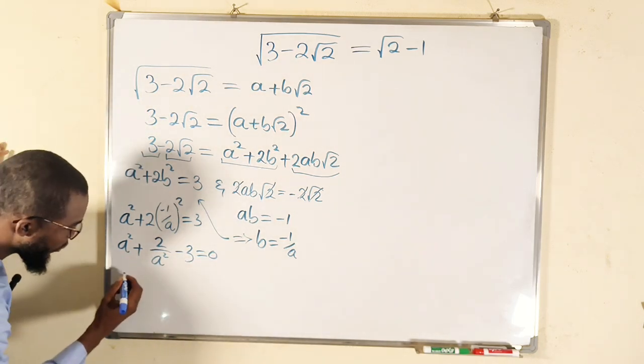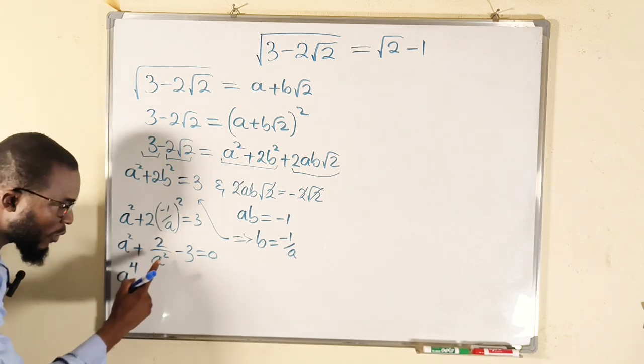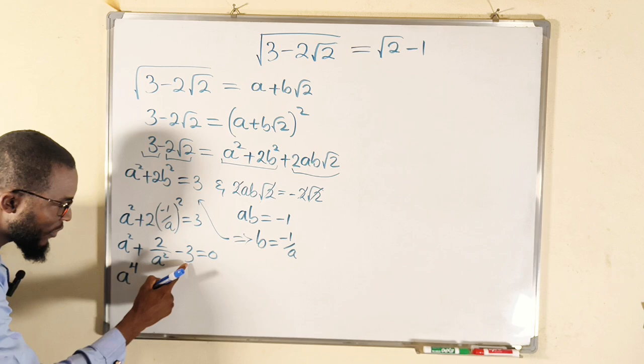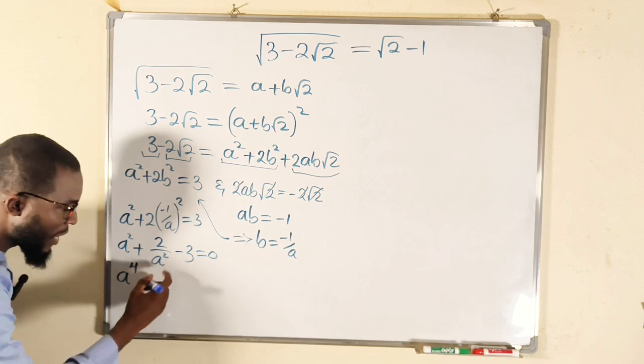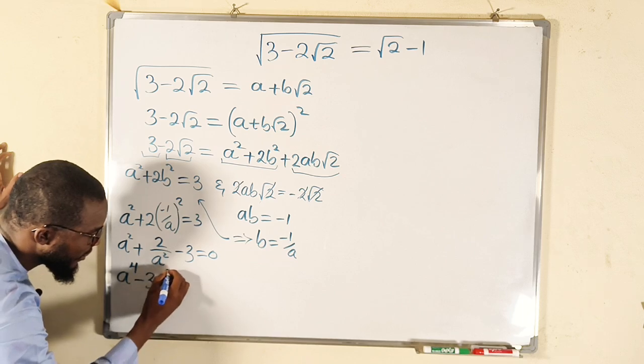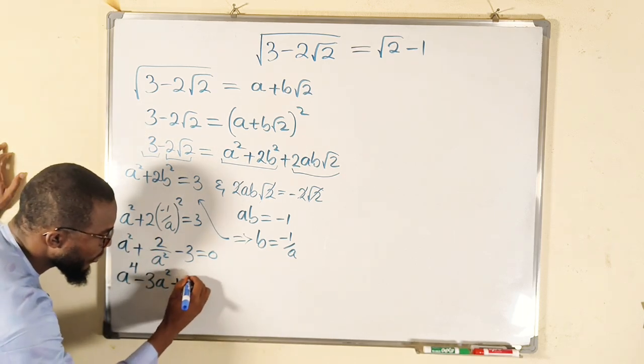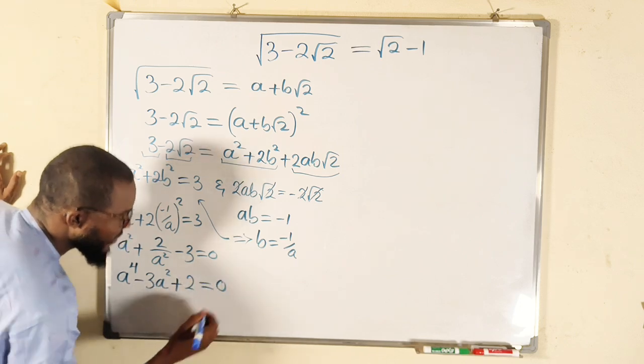A squared times a squared will give us a to the power of 4. Then I can decide to start with this one before this. If I should multiply this by a squared, that will give us negative 3a squared. Then if I should multiply this by a squared, it becomes 2. And this is equal to 0.